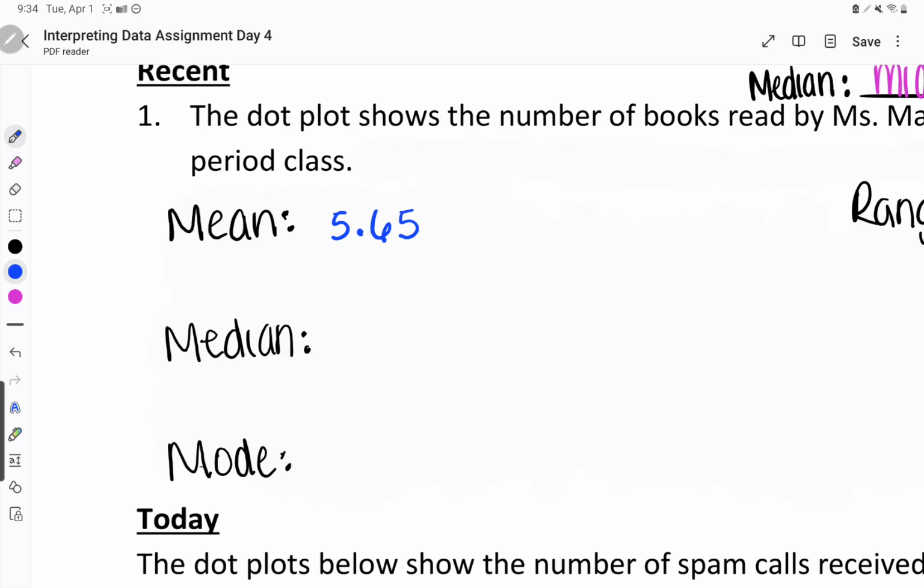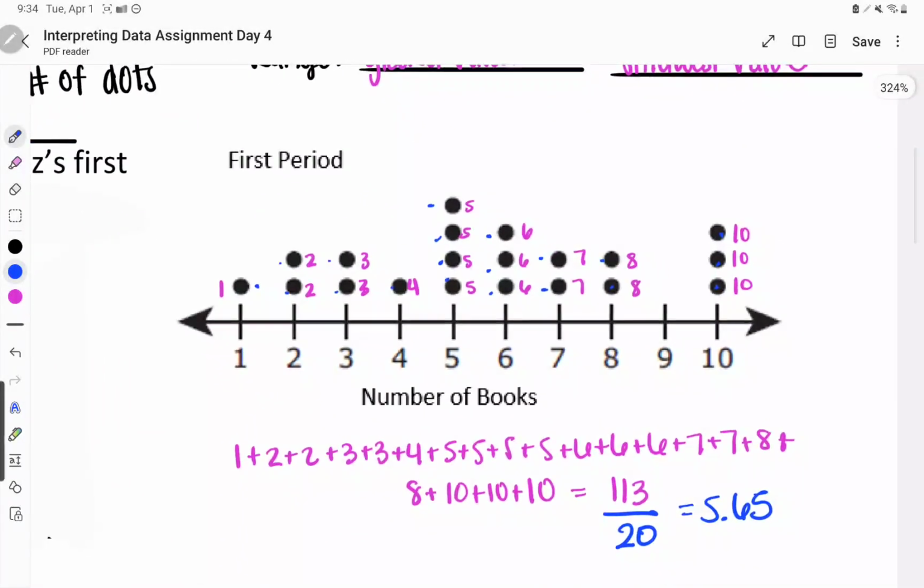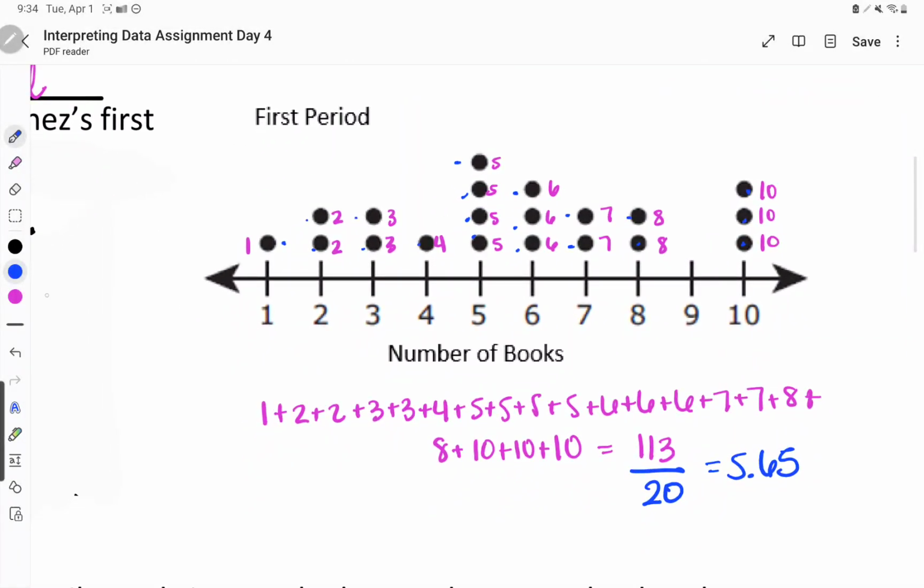Now, median is another word for what? Middle. So how would you find the middle of this data? Remember, to find the middle of the data, we go through and we put slashes. The smallest, then the greatest. Smallest, then greatest. Smallest, then greatest. I totally missed the 7th, so I'm going to go back.